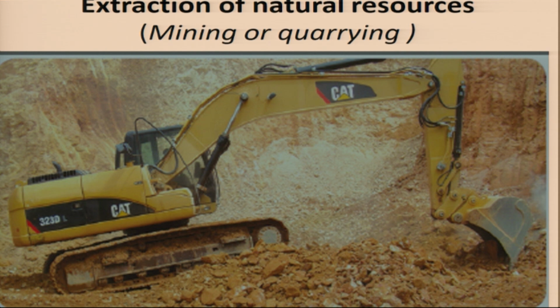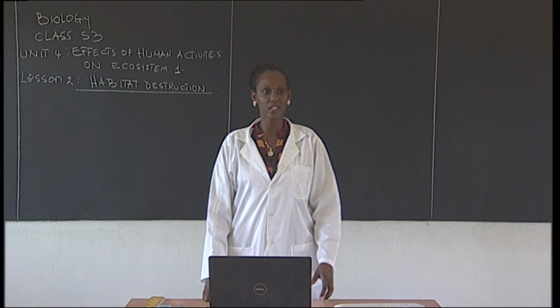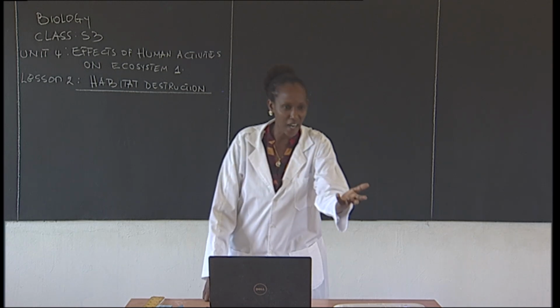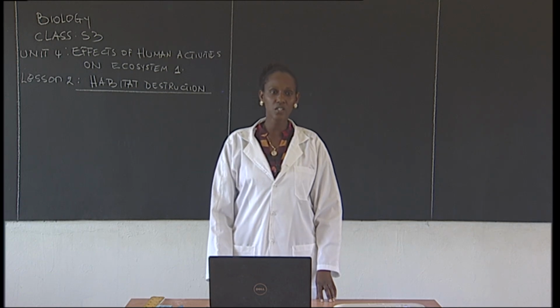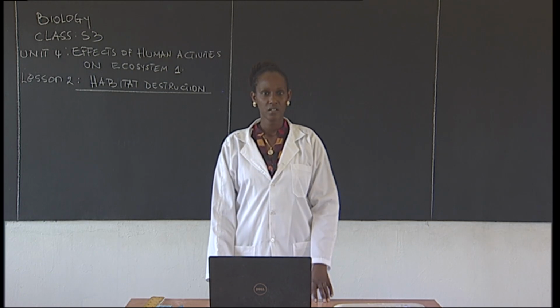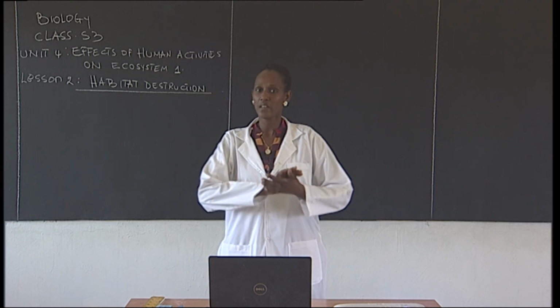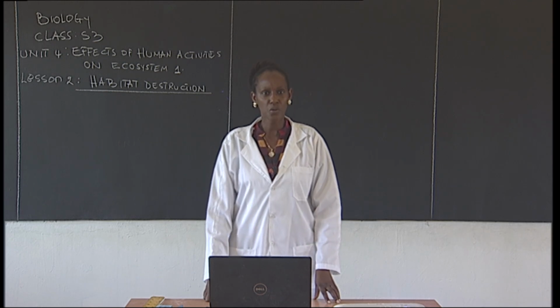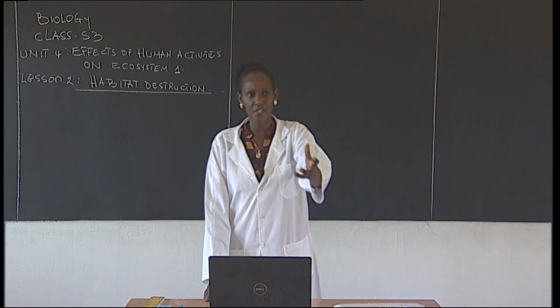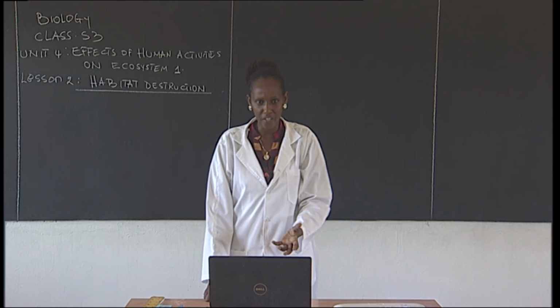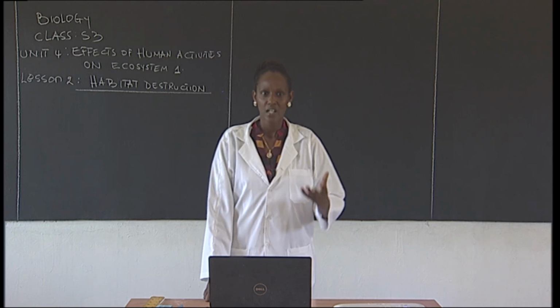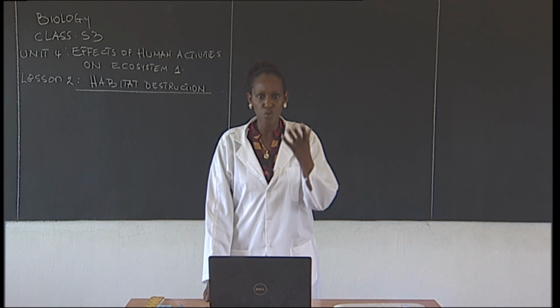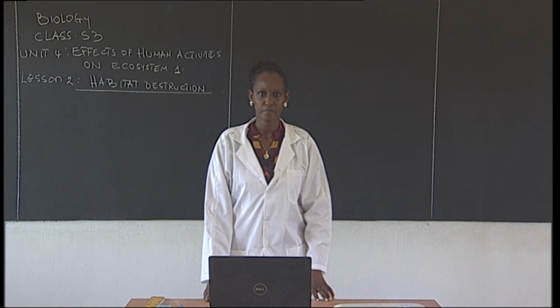See, the soil is on top, just bare. So what do you think will come as a result of this? When the rain comes, all the soil will be washed away, or taken away, and the land now will be infertile. All right? So these activities that affect or destroy the habitat do not only stop there, they also lead to soil erosion.